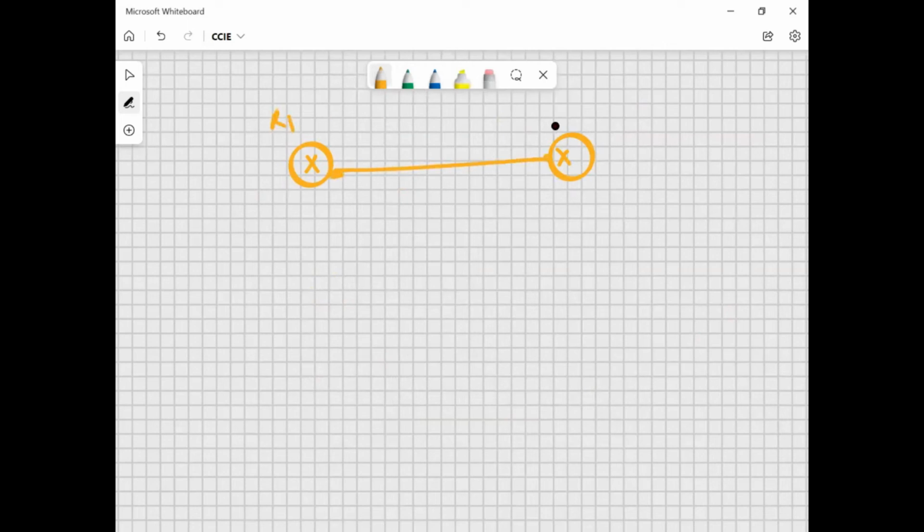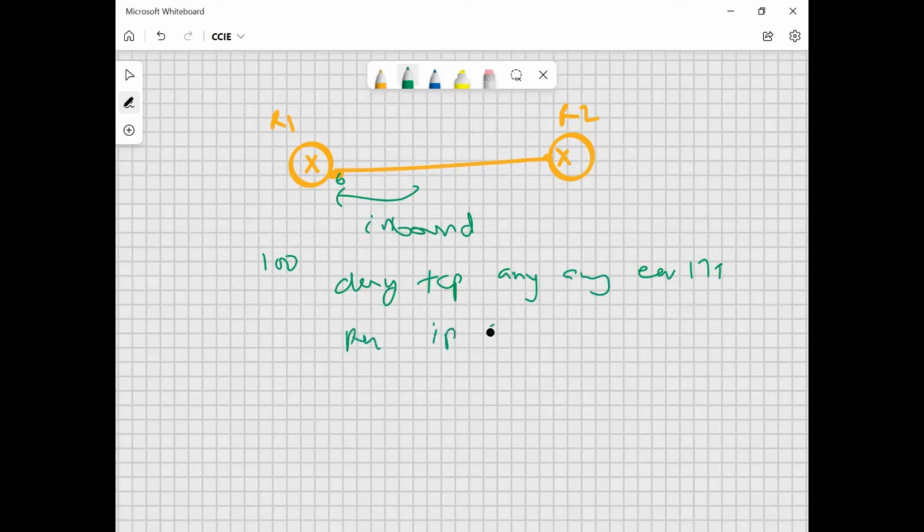Let us say this is R1, this is R2. What should I write down? Maybe I am writing an ACL 100. I am denying TCP any equivalent to 179. If I am applying this in the inbound, will it break the neighborship? Yes or no? And I am permitting anything else, permitting IP. Do we have to apply this on a route map?